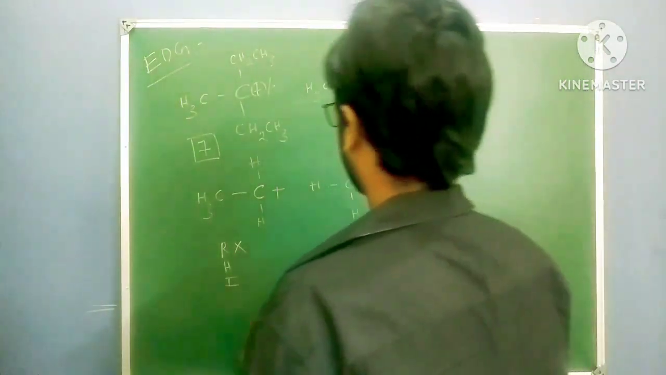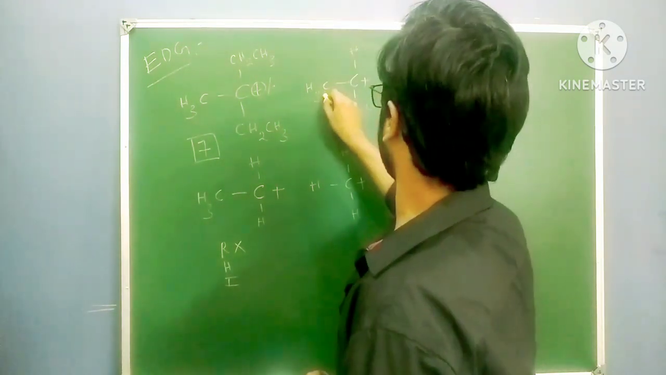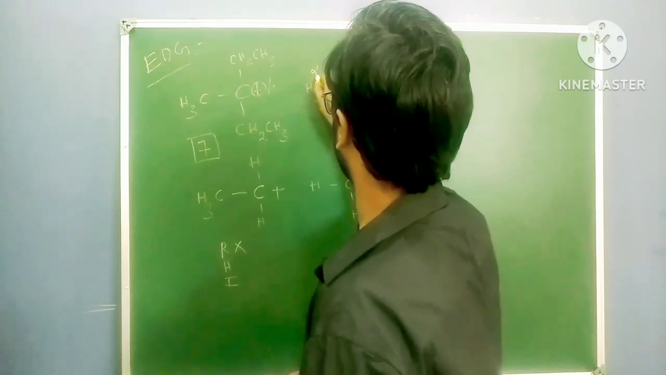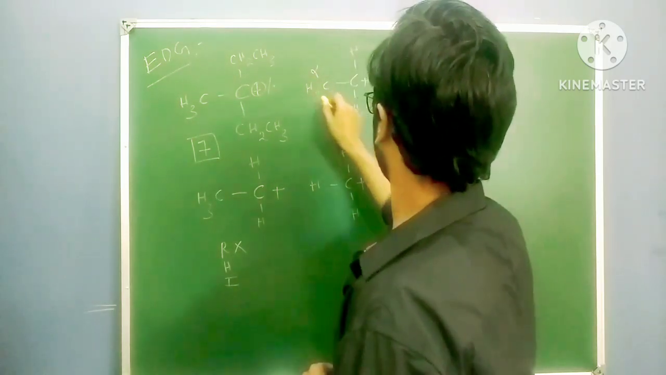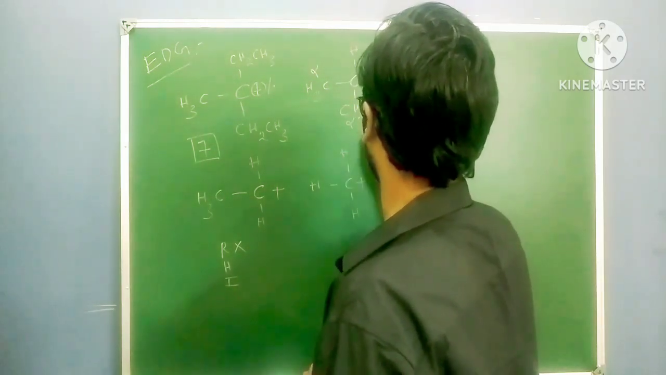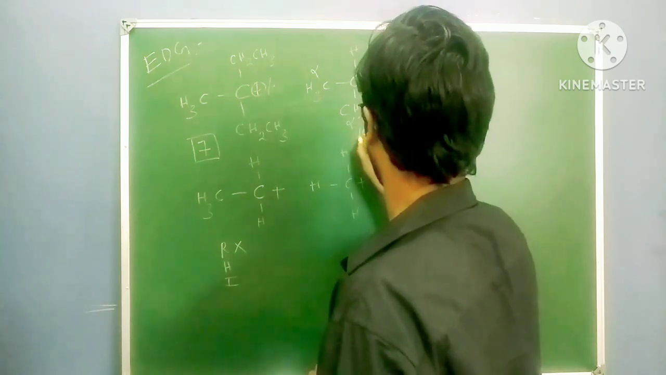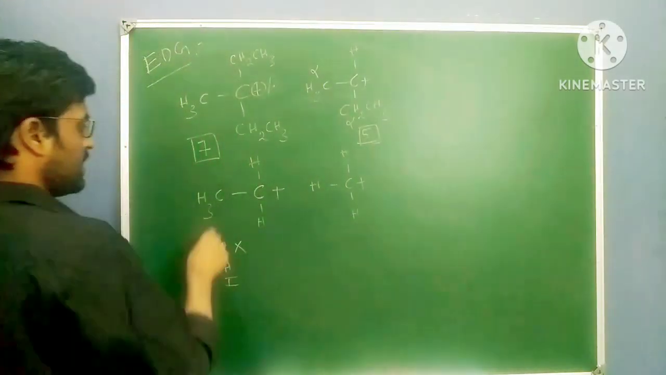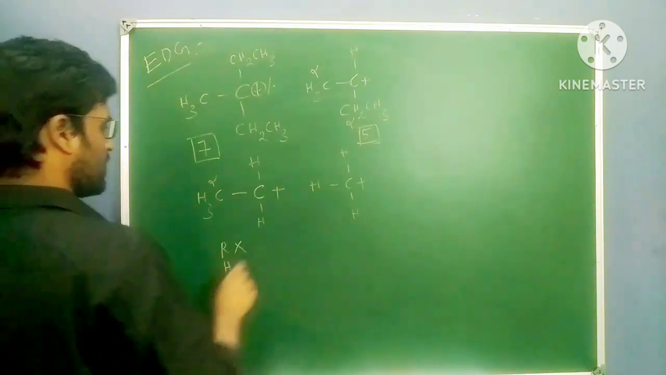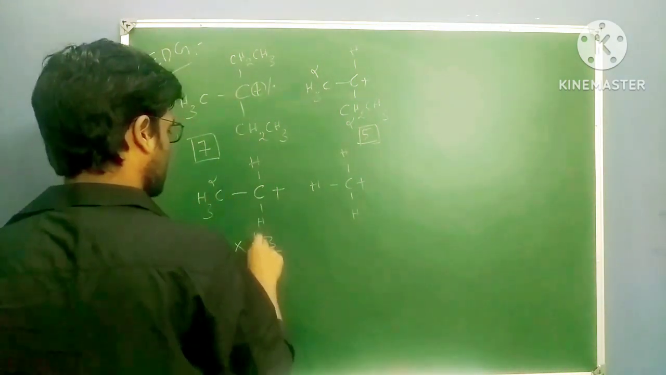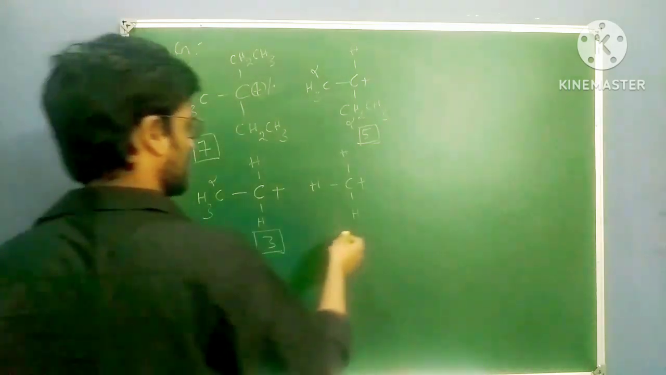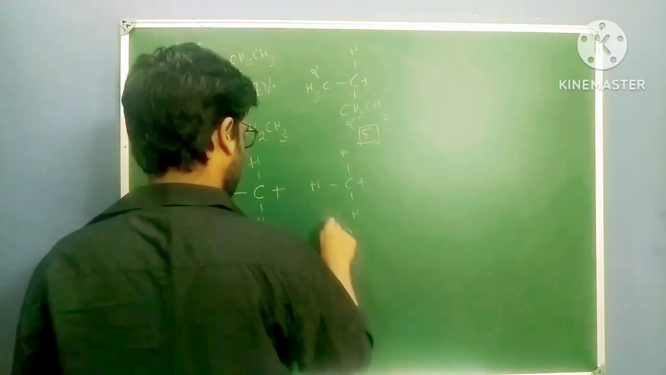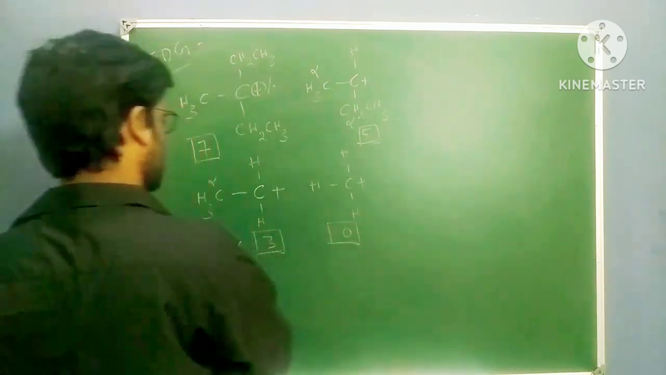Here, 3 alpha hydrogens, 2 alpha hydrogens. This is alpha position, this is alpha position. So totally 5 alpha hydrogens, so 5 hyperconjugating structures. Next, here this is alpha position, so 3 alpha hydrogens, 3 hyperconjugating structures. Next, here there are no alpha hydrogens, so 0 hyperconjugating structures.